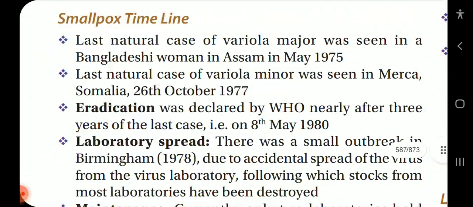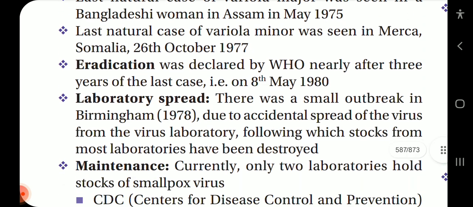Smallpox timeline. Last natural case of variola major was seen in a Bangladeshi woman in Assam in May 1975. Last natural case of variola minor was seen in Merca, Somalia, 26 October 1977.